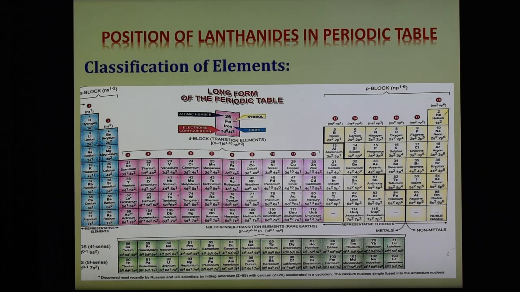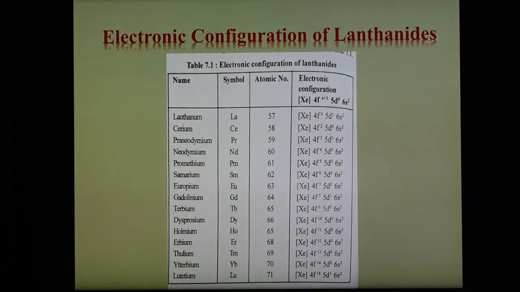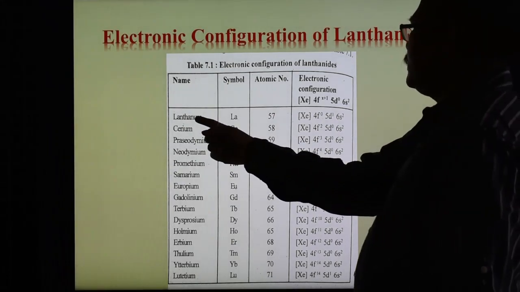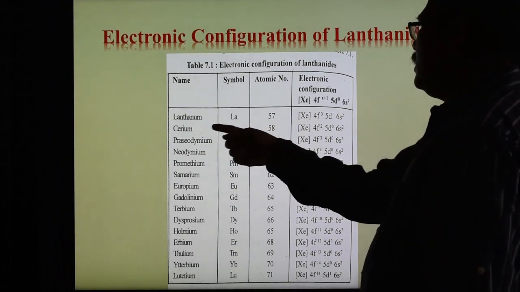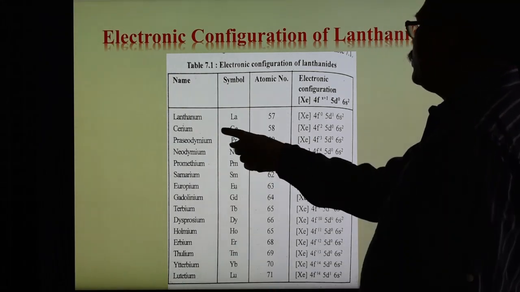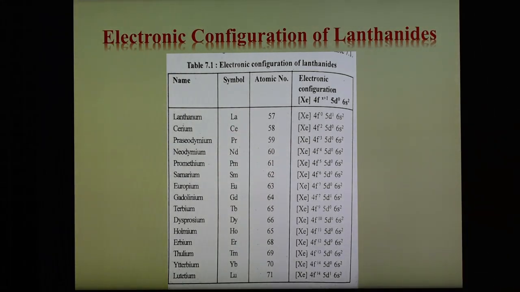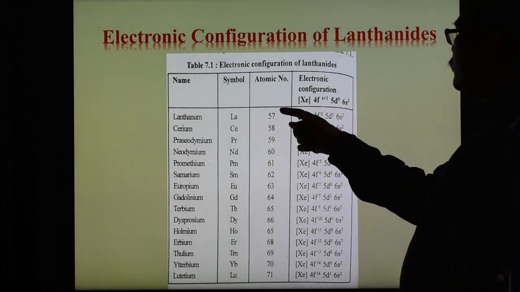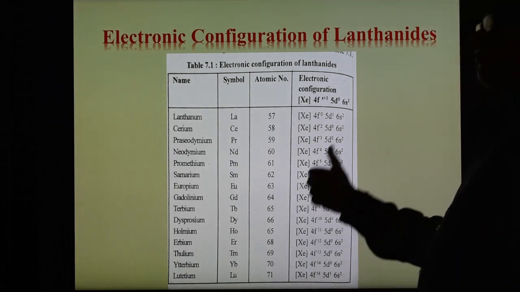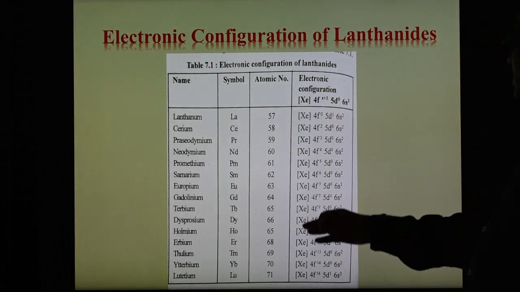Our first property is the electronic configuration of lanthanides. There are 14 elements after lanthanum, and these 14 elements are shown here. Lanthanum is the first member, and they start from cerium to lutetium. The 14 elements are cerium, praseodymium, neodymium, promethium, samarium, europium, gadolinium, terbium, dysprosium, holmium, erbium, thulium, ytterbium and lutetium. These are the symbols, atomic number 57, and from 58 to 71 there are 14 elements. Their electronic configurations are shown here.